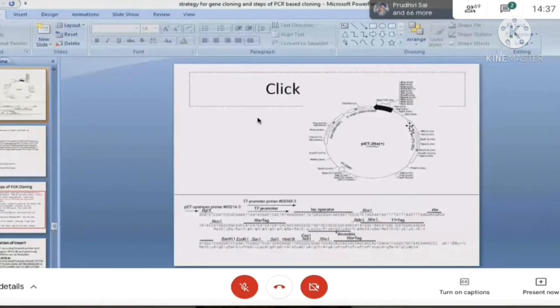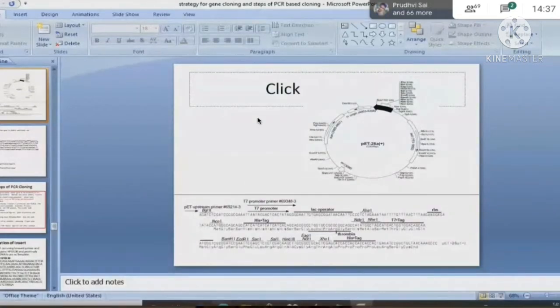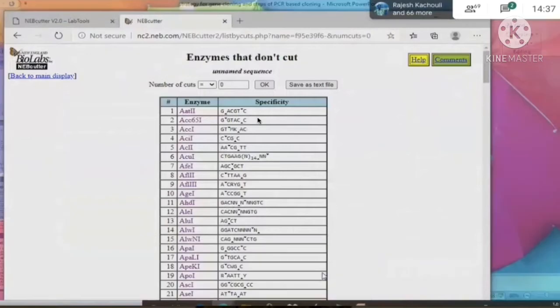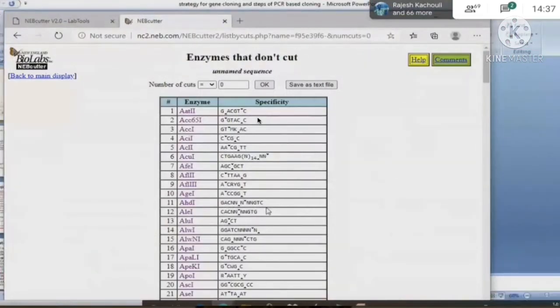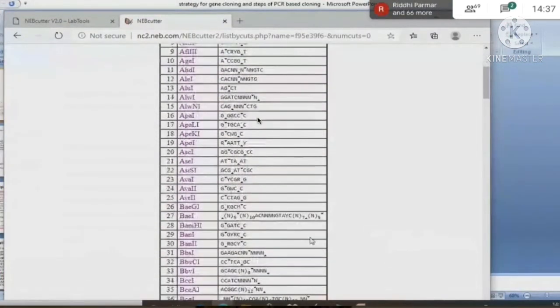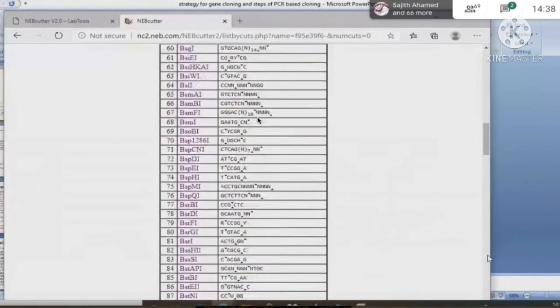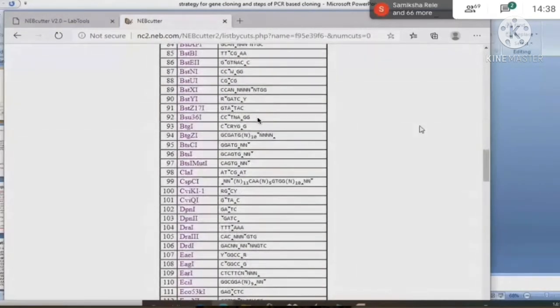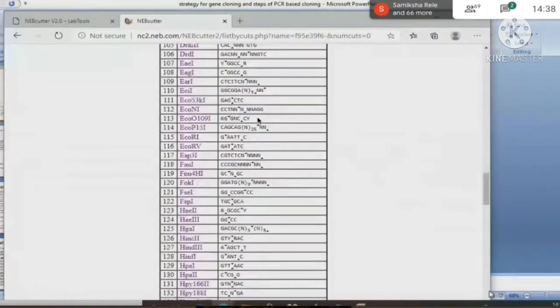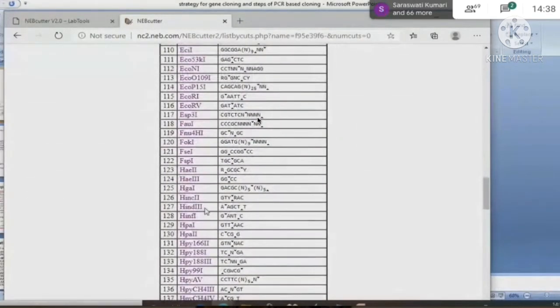Suppose NCO, XHO, BAMH1, HIND3. You search whether NCO is here or not. Suppose BAMH1, you can see BAMH1 is here in the zero cutter list. That means BAMH1 is absent from your gene, so now you can clone your gene at BAMH1. In this way, you search XHO or HIND3. HIND3 is also present in the MCS, so we have to search that HIND3. You can clone at HIND3 also, since HIND3 is not present in your gene of interest.